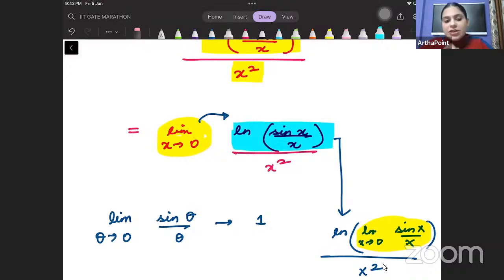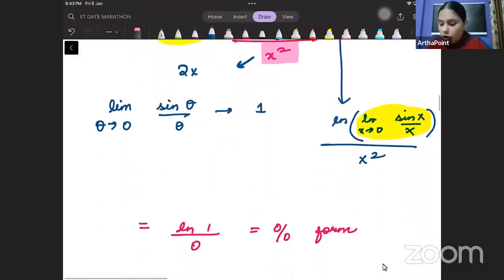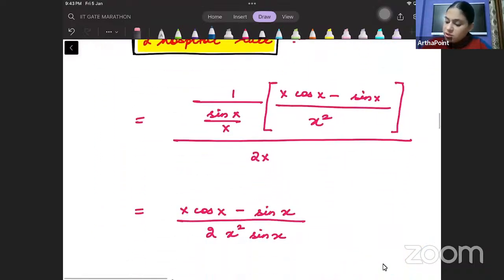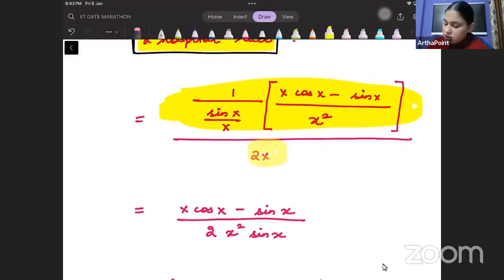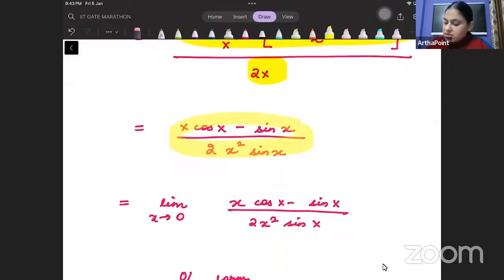And in L'Hopital we need to differentiate the numerator and denominator separately. So the differentiation of this x square is going to be 2x. So we have gone ahead and differentiated the numerator separately. This is the differentiation of the numerator. And we have differentiated the denominator separately. This is the differentiation of the denominator. Now, after this, I will get this thing. I have got this thing.